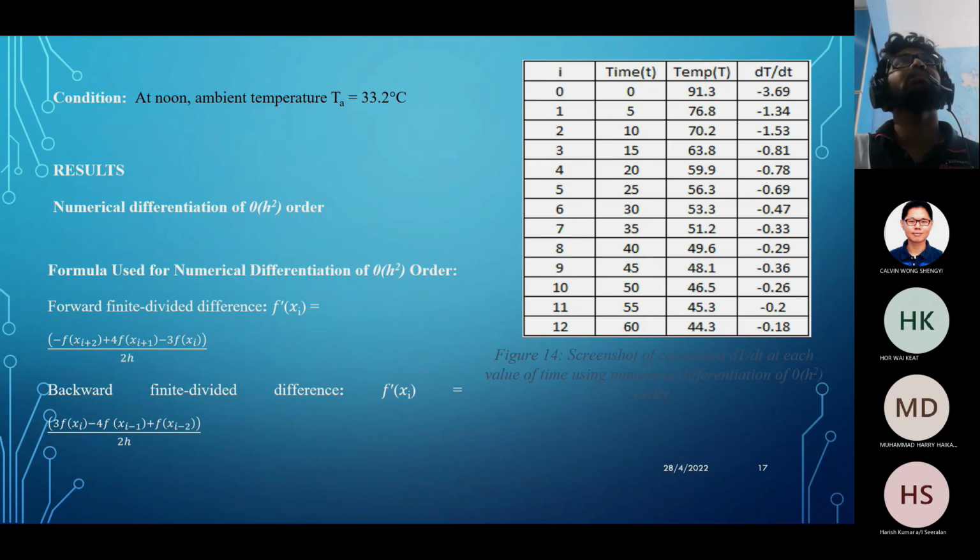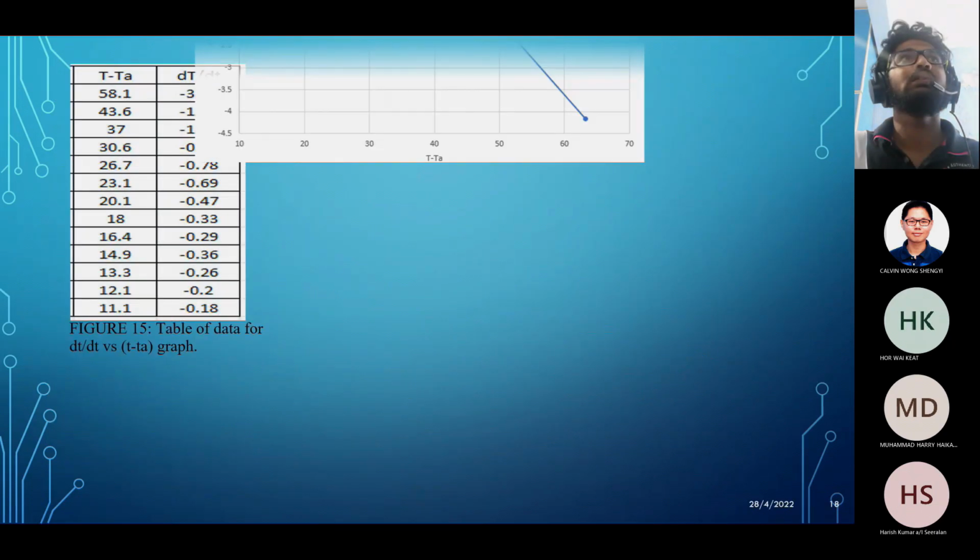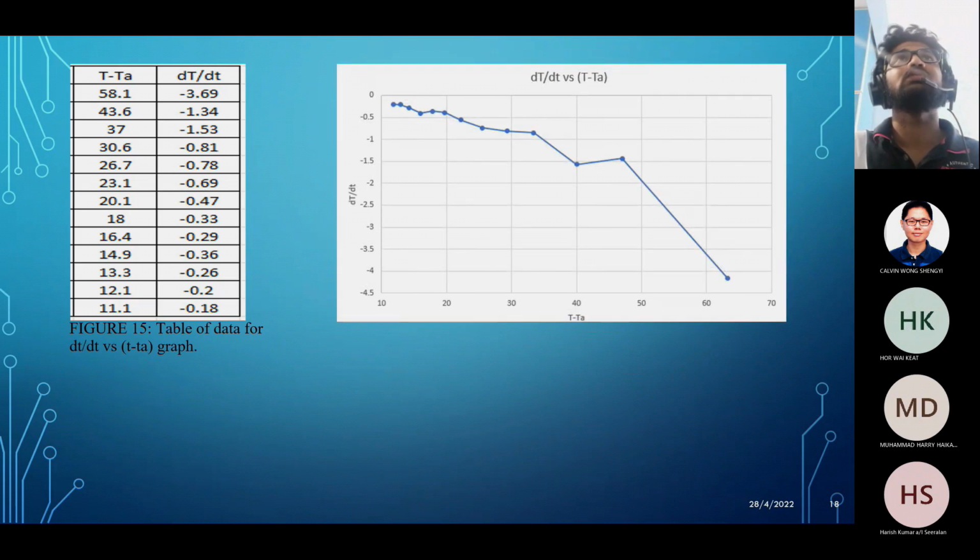Now we'll see the condition at noon. The ambient temperature at noon is 33.2 degrees Celsius. With the same method, we find the forward finite divided differentiation and backward finite divided differentiation. We can see the graph of dT over dt versus TA, the temperature of it.